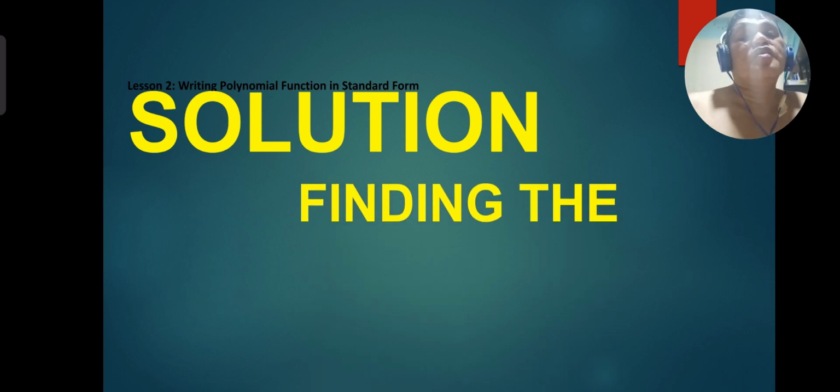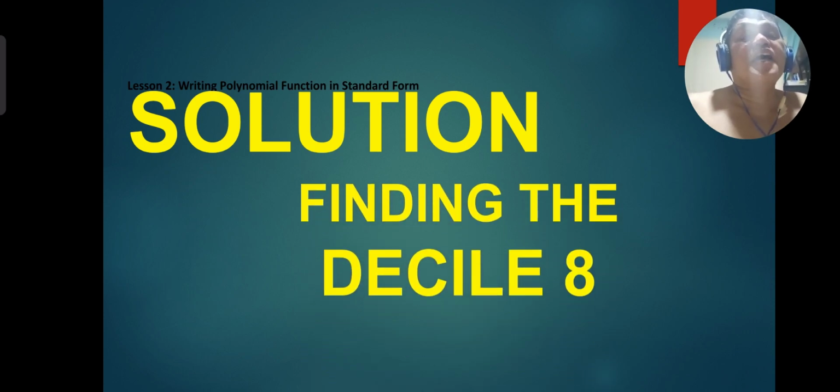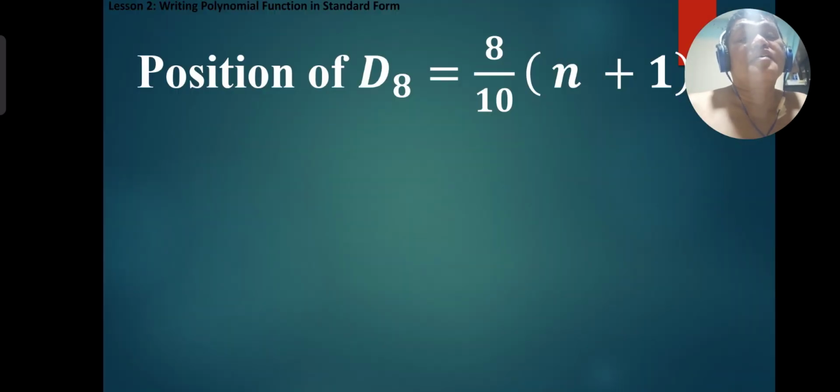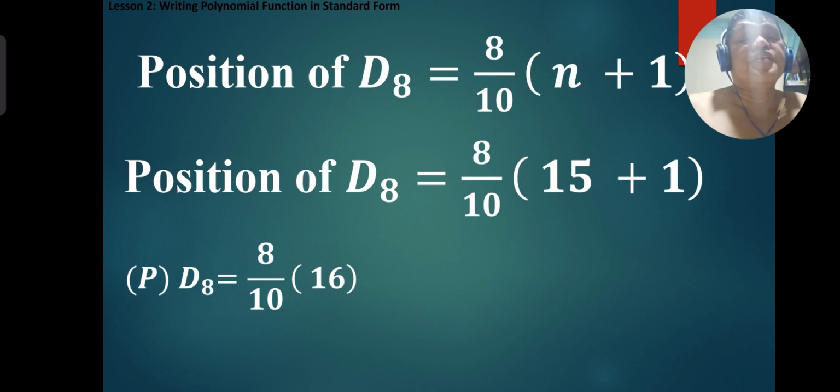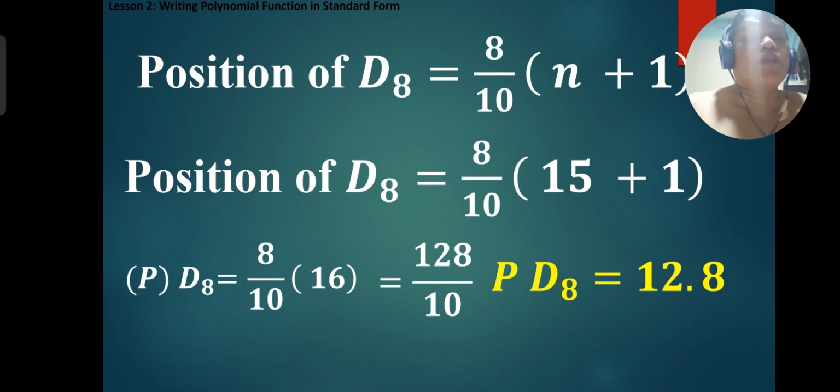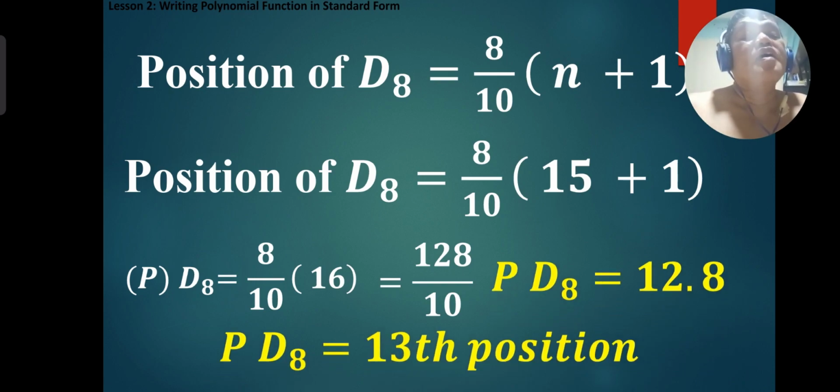Let's go to finding the decile 8, or the 8th decile. The position of decile 8 is equal to 8 over 10 times the quantity n plus 1. N is 15 plus 1. So we have 8 over 10 times 16, which is equal to 128 over 10, and that would be equal to 12.8. After rounding up, that would be 13.